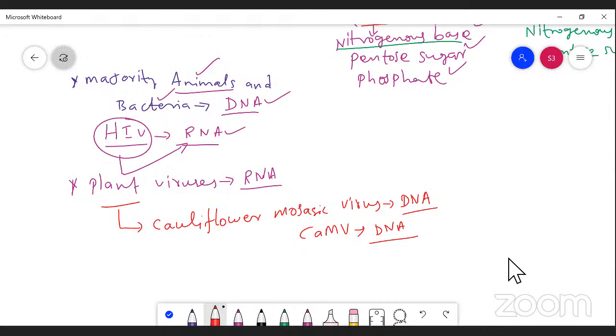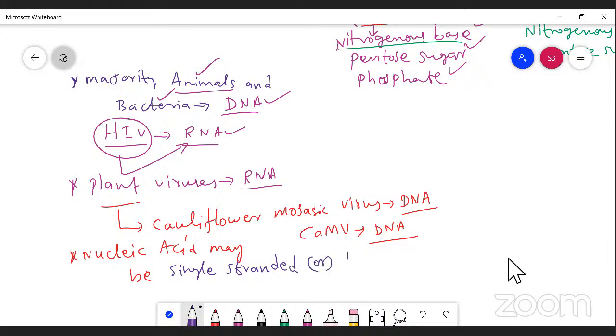So nucleic acids may be single stranded or double stranded. DNA is a double stranded helix, RNA is a single stranded helix.